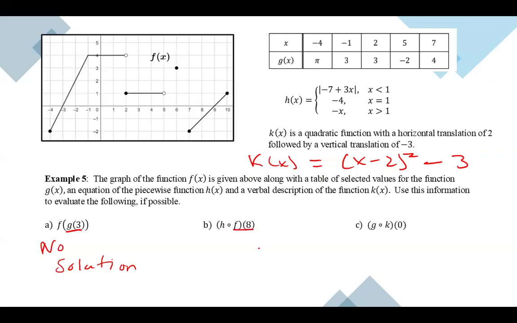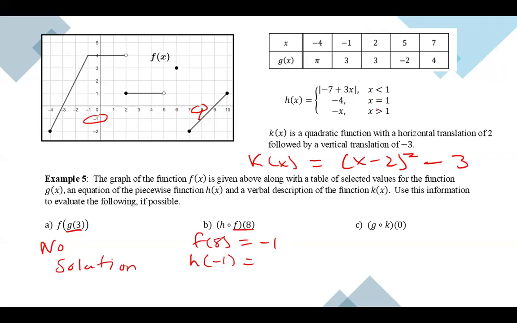All right, so here we have h composed of f of 8. So I'm going to go to f of 8 first. So going to f, this is f. I'm going to go to x of 8. When I go to 8, I'm going to follow it down to the function. And where do I stop at? -1. So my output for f of 8 is -1, which means that now I'm going to use that in h. So now I have h of -1.